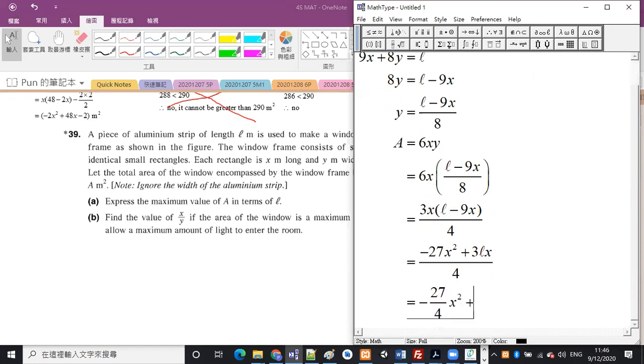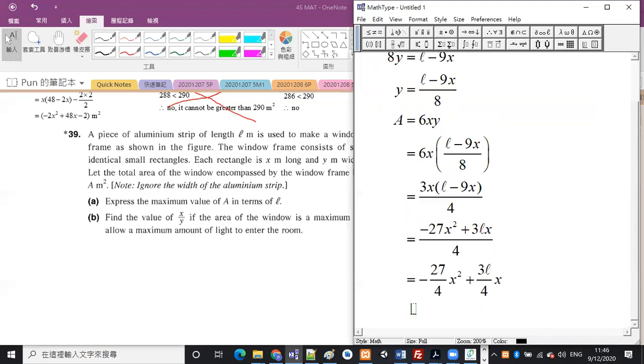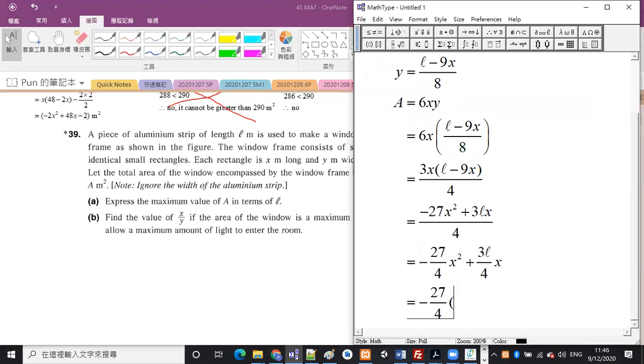4x square and then plus 3L over 4 times x. Can you see that it is also a quadratic function in x? Okay, so this is ax squared plus bx, and c is also equal to 0. Okay, and the question asks you to express the maximum value of A in terms of L. Okay, and then we are going to do the method of completing square. Okay, so take out the a, and then it is x squared minus, should be, I think it should be L over 9x.